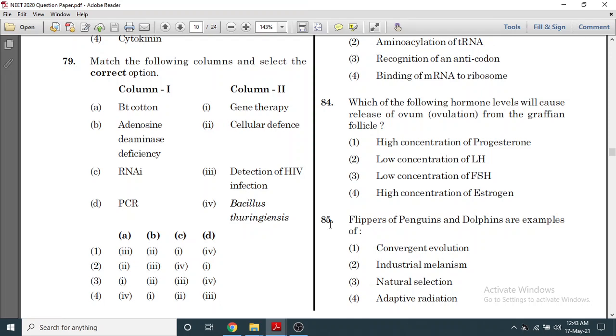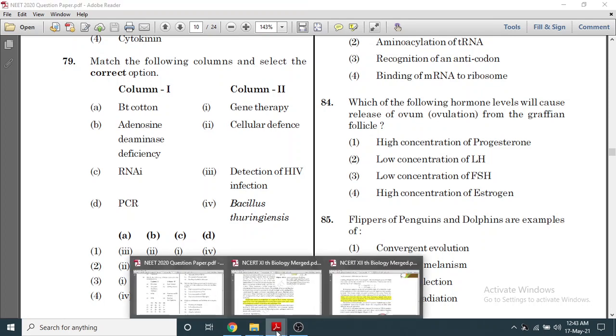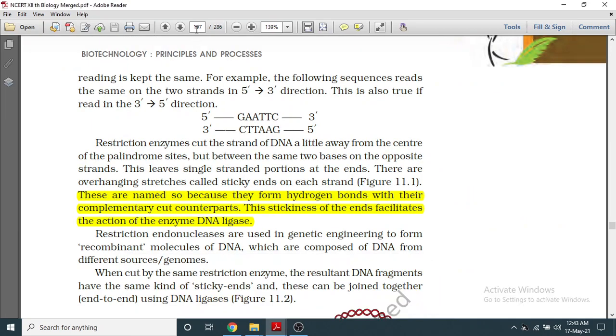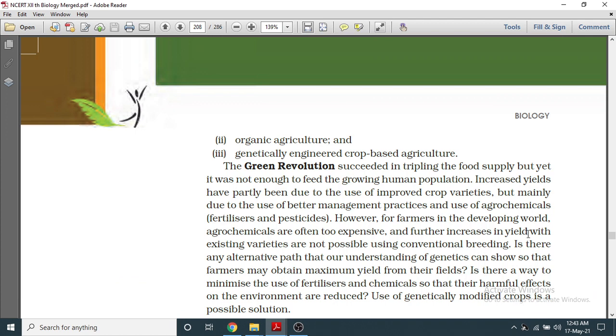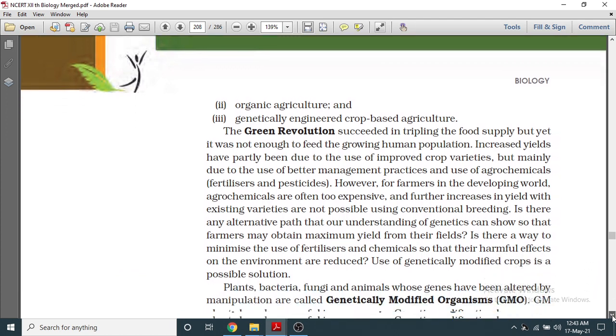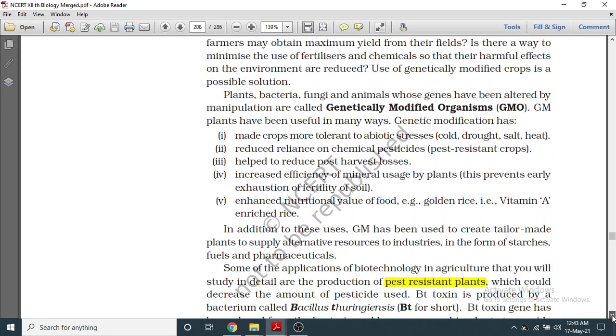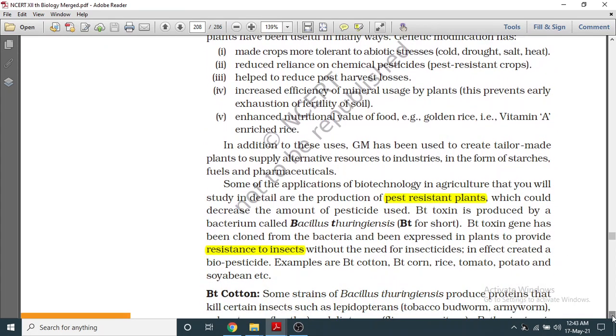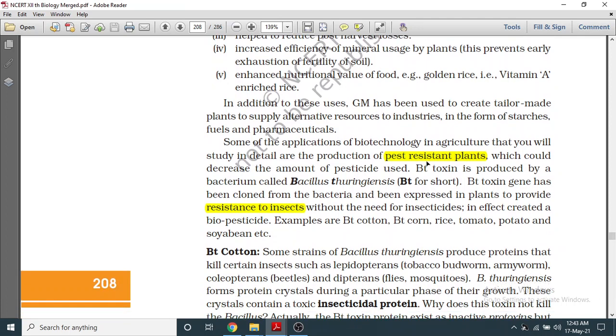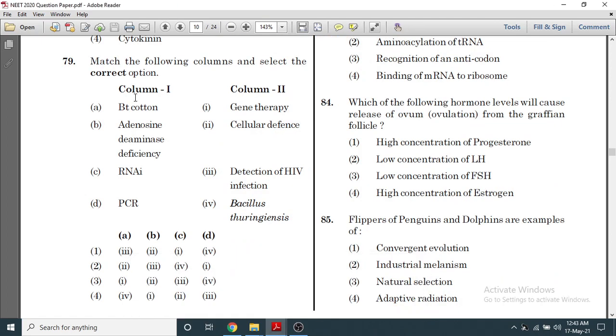First we will move to page 208 of class 12th. Then you will find on page number 208 they have given pest resistant plants, plants resistant to insects, Bacillus thuringiensis, Bt for short. So Bt cotton will match with Bacillus thuringiensis.